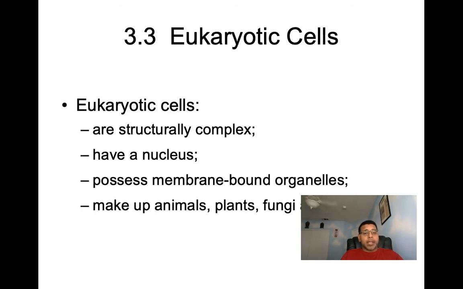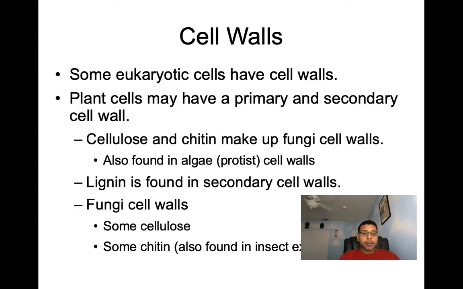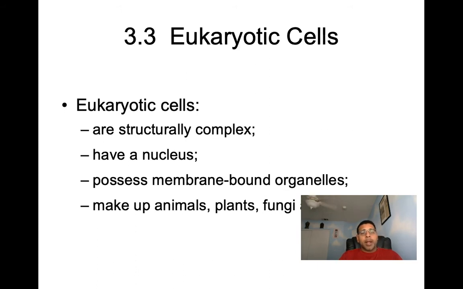Plant cells, for example, will not only have a primary cell wall, but they also have a secondary cell wall. Eukaryotic cells possess membrane-bound organelles. And eukaryotic cells make up animals, plants, fungi, and protists, if you recall.